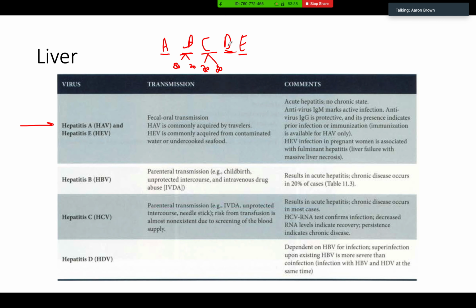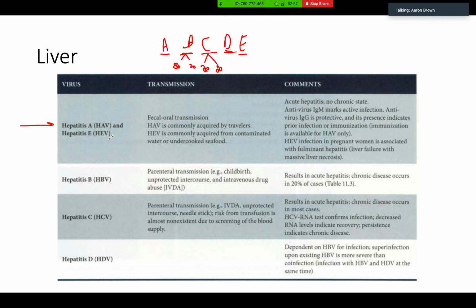It needs hepatitis B's membrane to be able to go on living, okay? And so you will never see hepatitis D by itself. You will always see it with hepatitis B, okay? Great, so whatever hepatitis B does, that's what D is going to do. Great, so let's go to the text here.